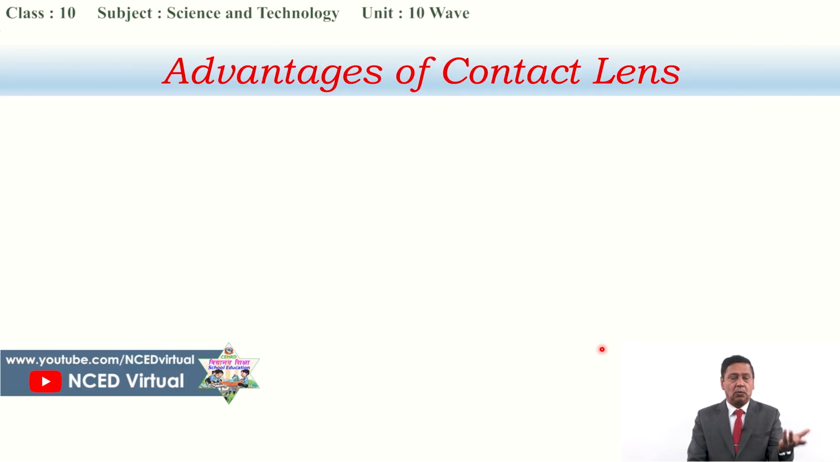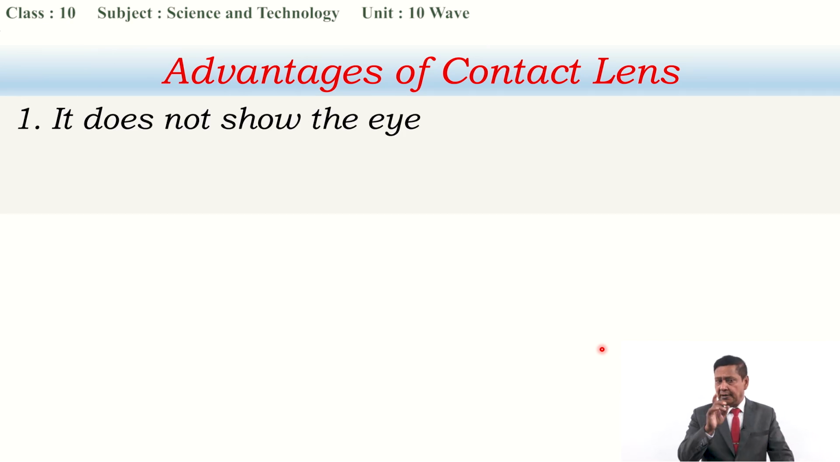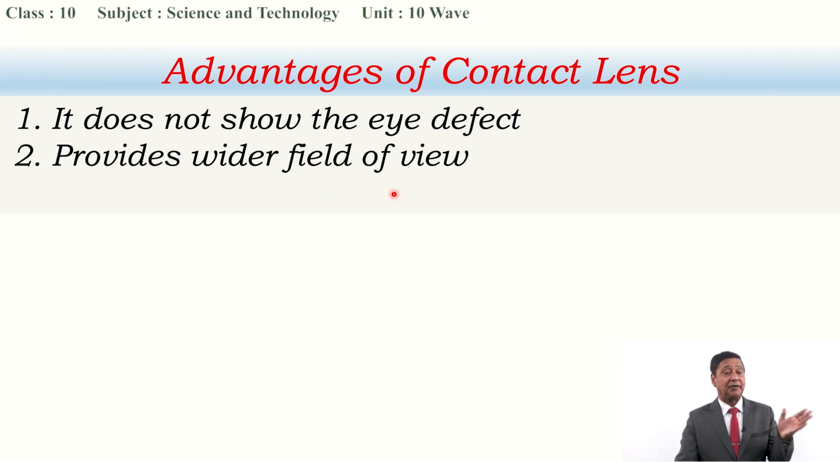Why not use a spectacle? Why use contact lens? There are certain advantages of contact lens. Number one, it does not show the eye defect. What does it mean? It means whether you have an eye defect or not, no one can understand if a transparent contact lens is used. Yes, if you don't want to show your eye defect to people, then you can use contact lens.